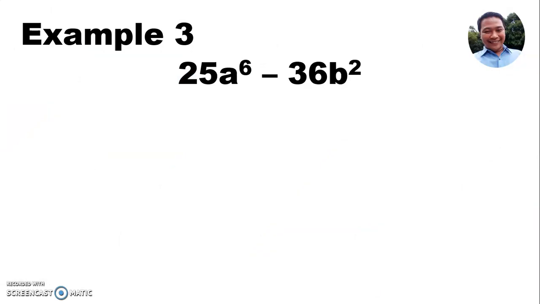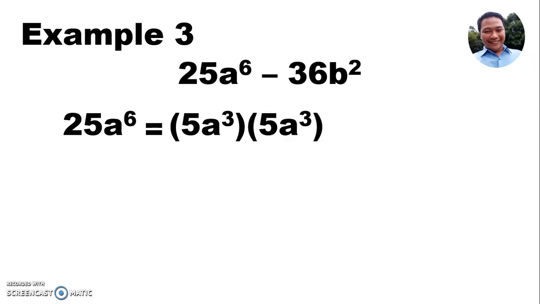25a raised to the 6th power minus 36b squared. The first term is 25a raised to the 6th power. What expression, when multiplied to itself, is equal to the first term? Yes, it's 5a cubed. So a here is equal to 5a cubed.